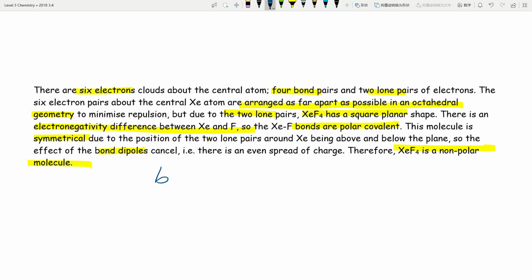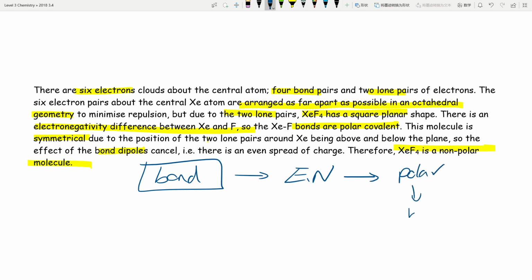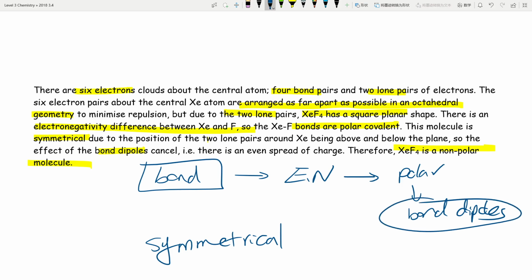Always talk about the bond first. Talk about the bond, talk about the significant electronegativity difference, talk about the formation of polar bonds, talk about bond dipoles. And once you've done that, talk about the symmetry. Is it symmetrical? Is it not symmetrical? If it's symmetrical, then your bond dipoles will cancel out. If it's not, then they don't cancel out. Okay, so I do hope this video is a little bit longer than usual, but that's why I've been putting off 3.4, because it's the longest one to explain things. But once you get the hang of it, it should be pretty straightforward.